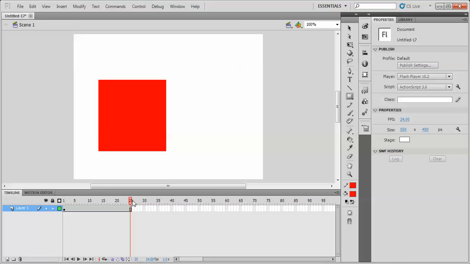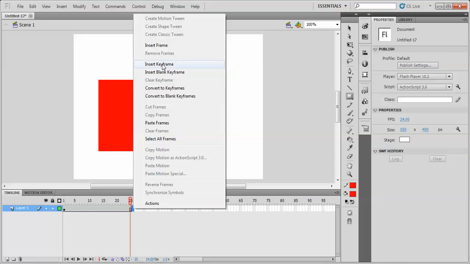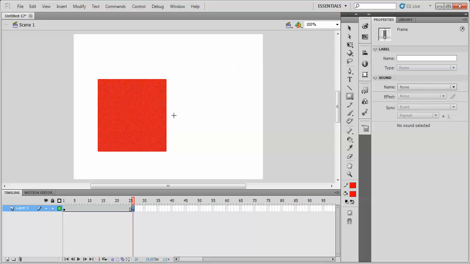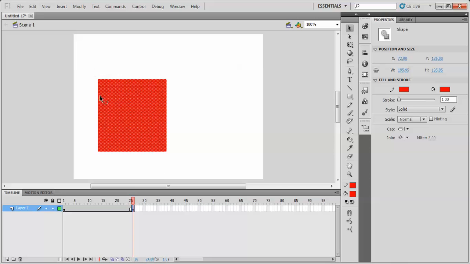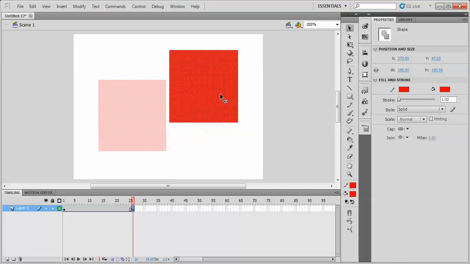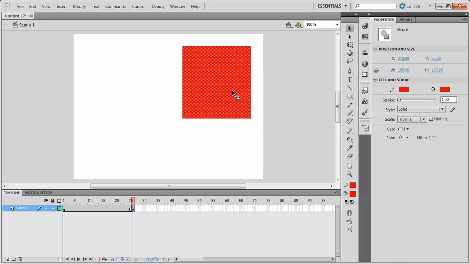If I wanted something else to happen, I could go to this 26th frame, insert another keyframe, and then I could either erase this, draw something new, or I could simply use the selection tool to move it. And that would be my new event. So let's see what we have.